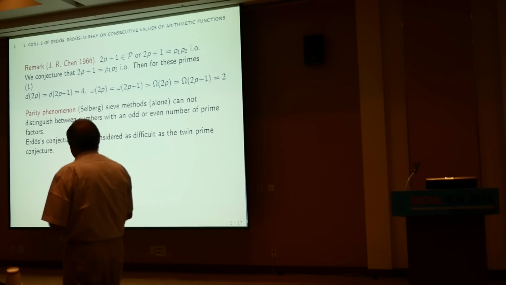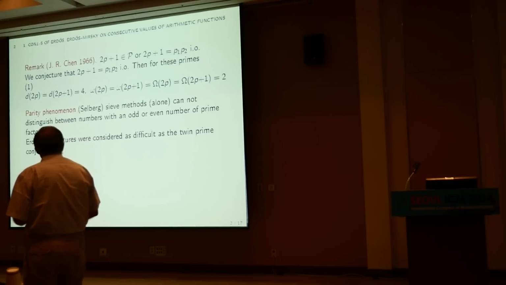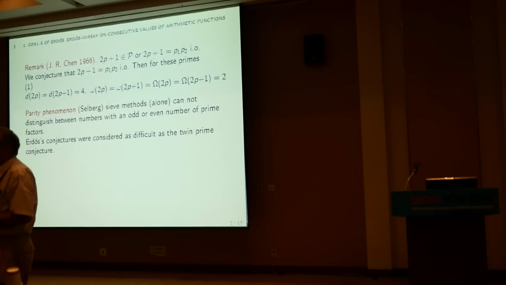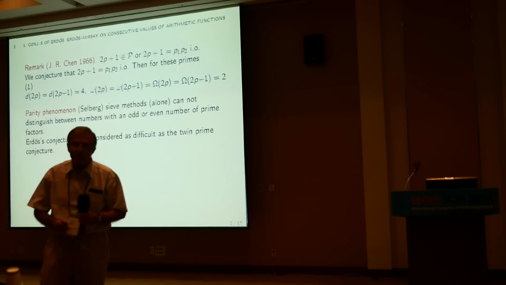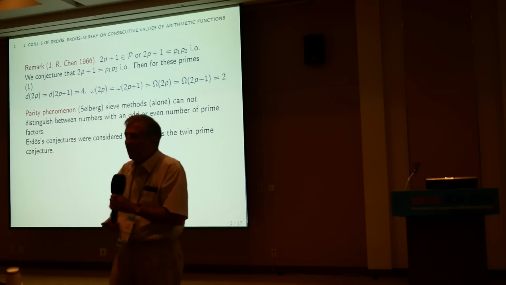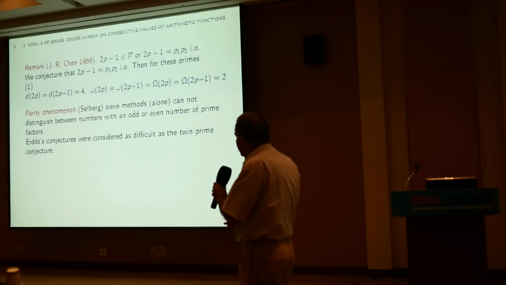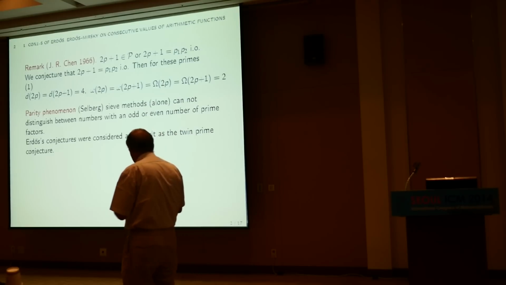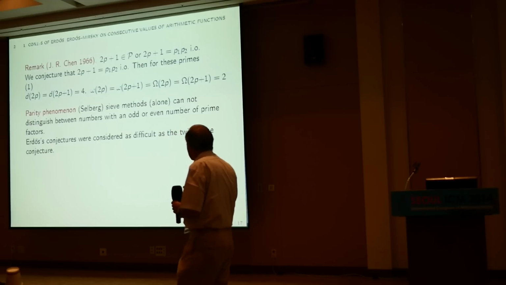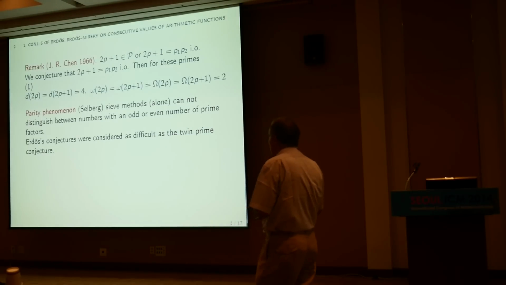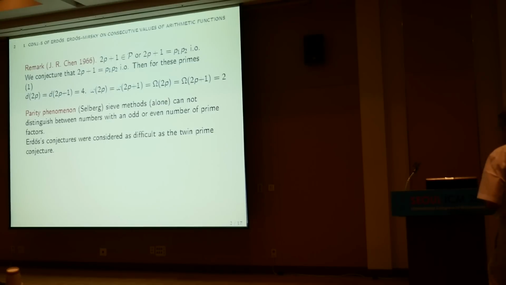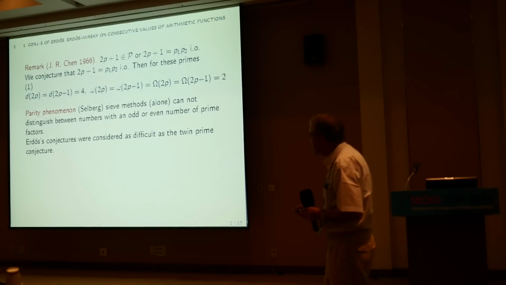Now, unfortunately, we don't know whether 2p plus 1 is a prime or a product of 2 primes. This has some deeper roots in number theory, and this is the so-called parity phenomenon of Selberg, which means, roughly speaking, that sieve methods alone cannot distinguish between numbers with an odd or even number of prime factors. Now, Erdős conjectures were considered as difficult as the twin prime conjecture for a long time.